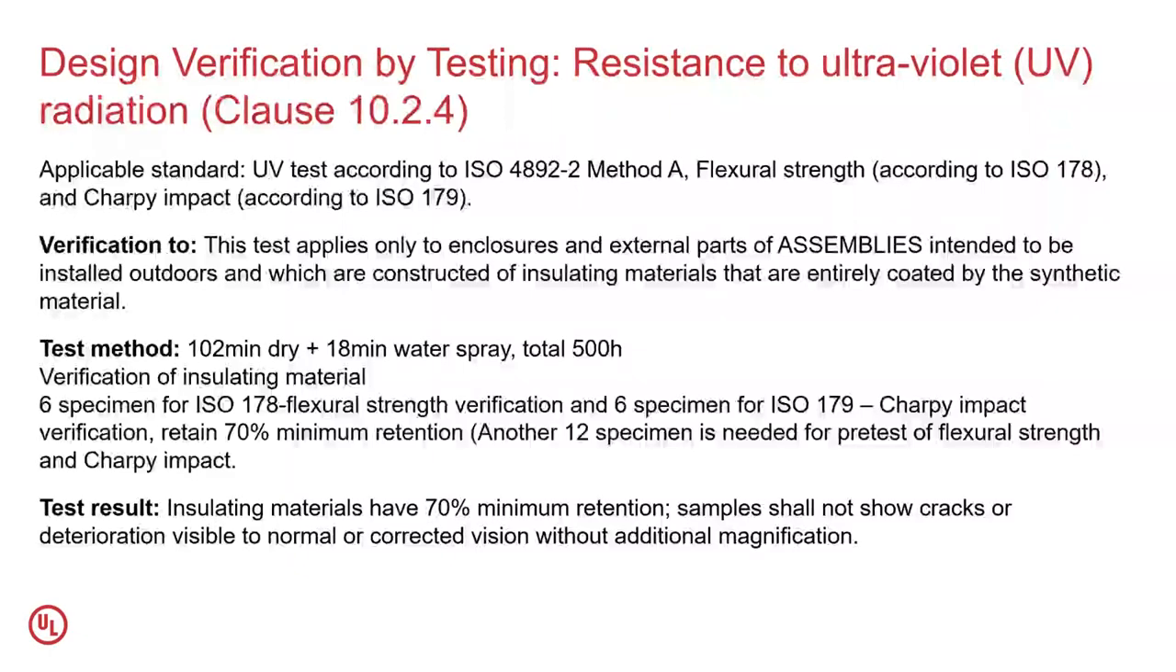Then is UV. UV is applicable only to outdoor enclosures made up of insulating or synthetic material, which has to undergo UV testing. Otherwise, there is no need for UV testing on a metallic enclosure, which doesn't have any impact from UV.